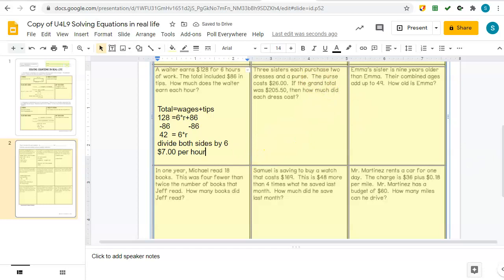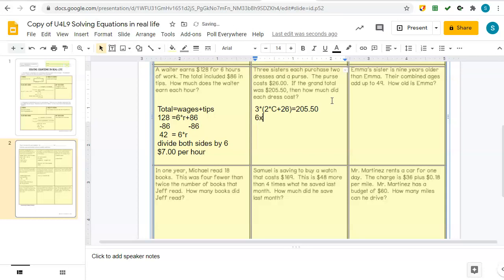3 sisters each purchase 2 dresses and a purse. The purse costs $26. If the grand total is $205.50, how much did each dress cost? We had 3 sisters all buying the same thing. That's 2 dresses, so 2 times the cost of the dress, plus the cost of a purse, and that total was $205.50.